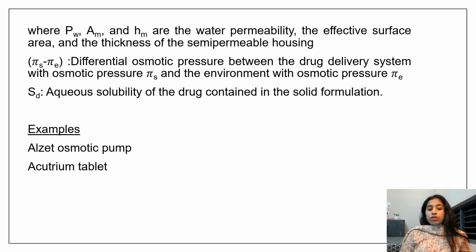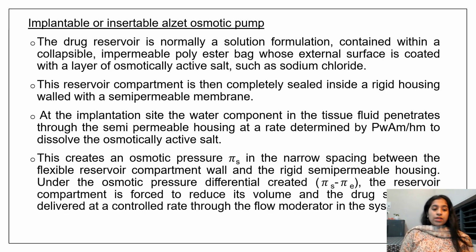So the examples include Alzet osmotic pump and Acutrim tablet. Alzet osmotic pump is an implantable or insertable controlled drug delivery system. Here the drug reservoir is normally a solution formulation contained within a collapsible impermeable polyester bag. The external surface is coated with an osmotically active salt such as sodium chloride. Then this reservoir compartment is completely sealed inside a rigid housing walled with a semi-permeable membrane.